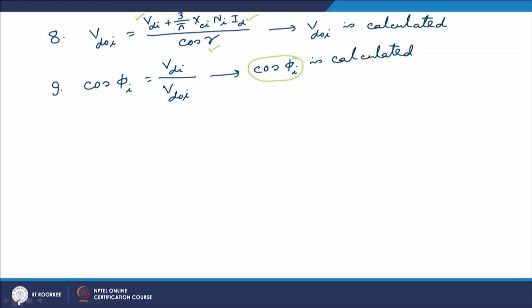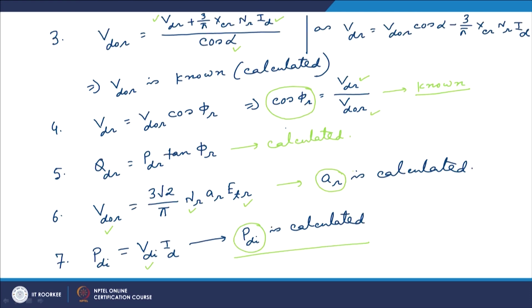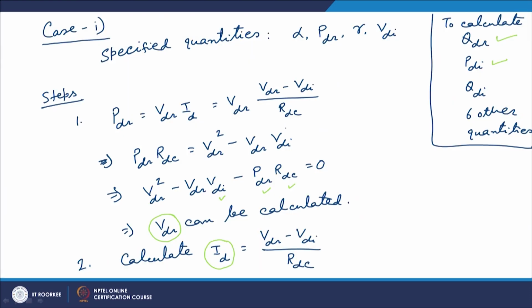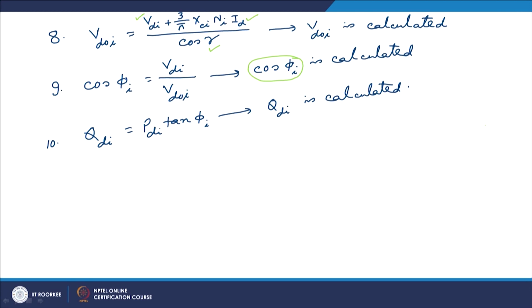Once we know cos phi I, then in the next step I can calculate QDI is equal to PDI tan phi. So therefore QDI is calculated. So out of the 6 quantities we have already calculated 5 quantities. Which one is remaining? Remaining is AI, that is the transformer tap ratio at the inverter side.